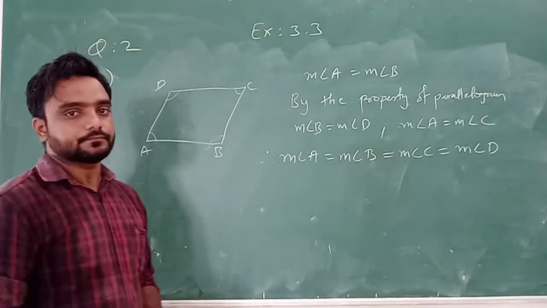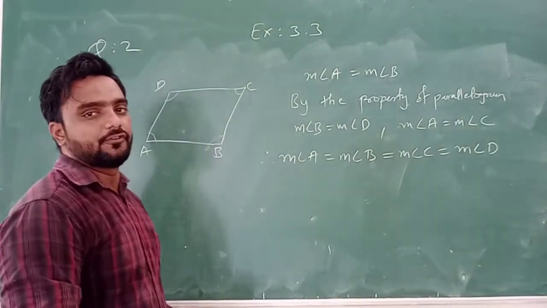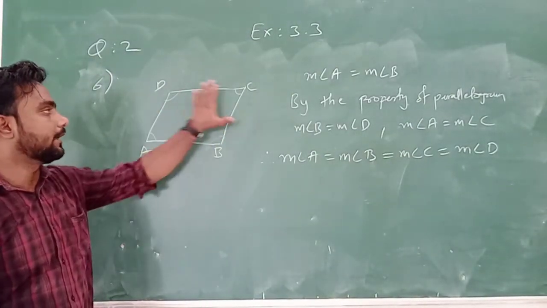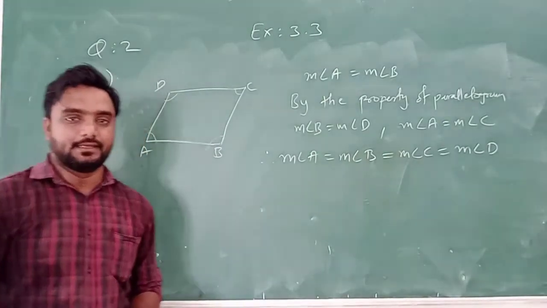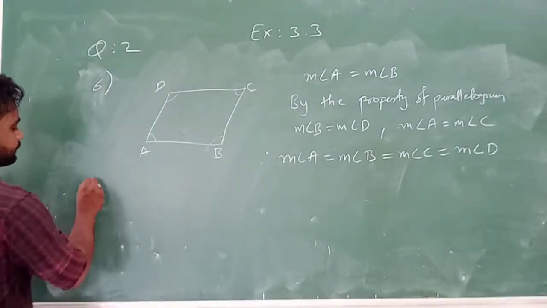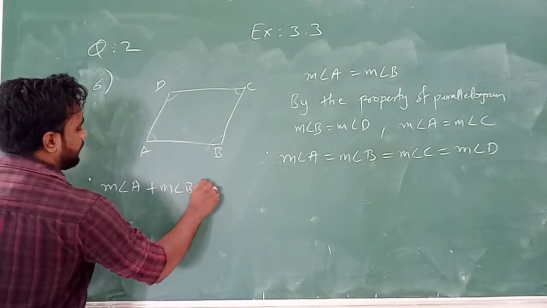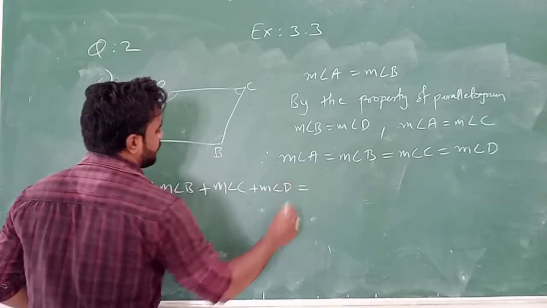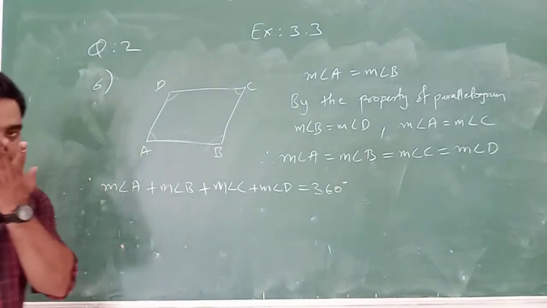Understand or not? Okay. Now I will use one of the properties of a parallelogram. That is what? The summation of all the interior angles of a parallelogram is equal to how much? 360 degree. Okay. So therefore measure angle A plus measure angle B plus measure angle C plus measure angle D is equal to how much? 360 degree. Understand or not?